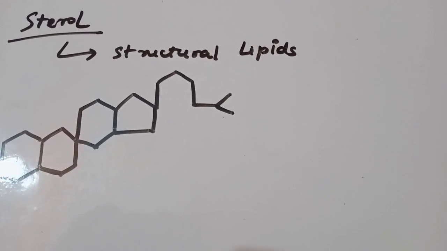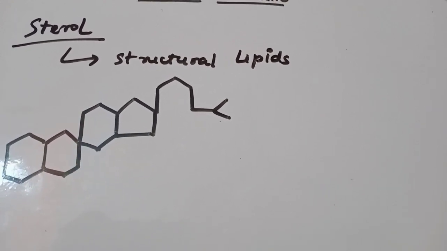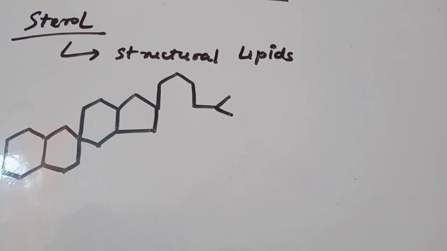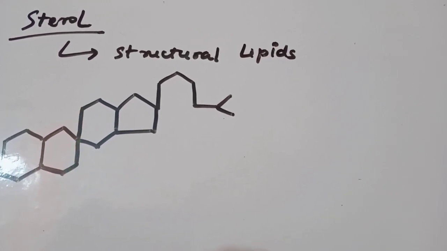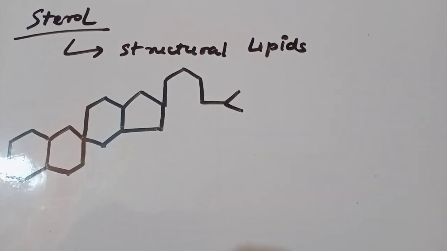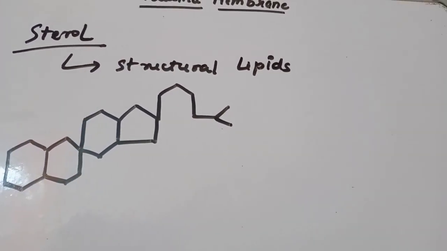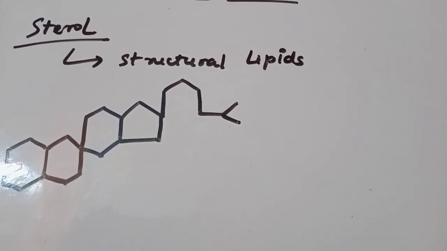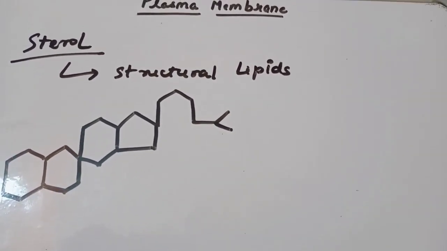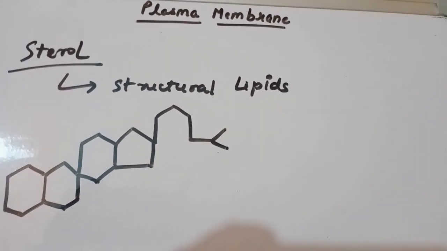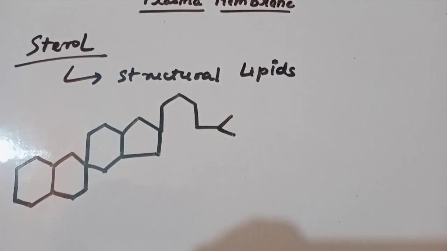Cholesterol is the major sterol present in animal cells, but in plant cells there is a lack of cholesterol, so another sterol is present, which is called stigmasterol. In bacteria there is no sterol present, so they lack sterol. Now the motion of lipids in the plasma membrane will be continued in the next video.